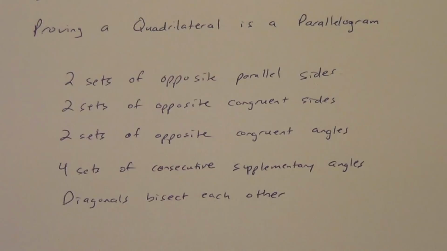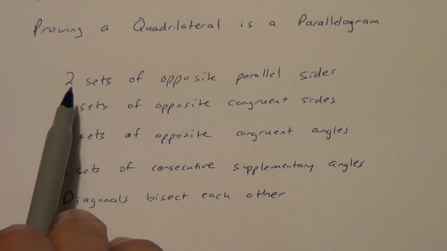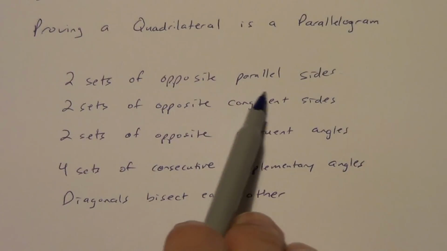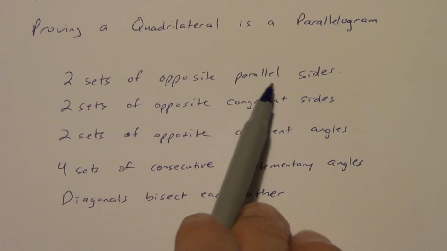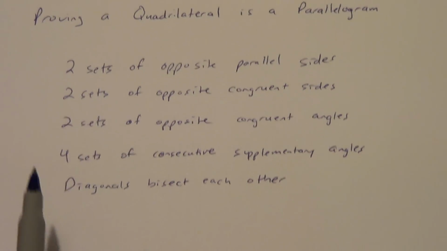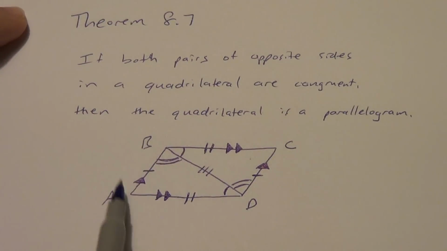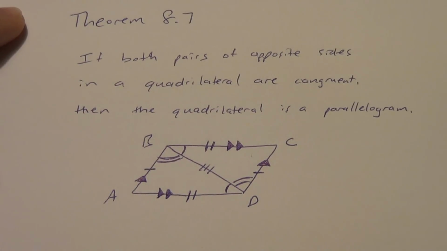That was one of the things we learned about parallelograms. That came from the definition. And hopefully you remember, good definitions always work both ways. So if it is a parallelogram, then it has 2 sets of opposite parallel sides. If it's a quadrilateral, it's got to be 4-sided to begin with, and it has 2 sets of opposite parallel sides, then it's a parallelogram. Well, we just showed that this has 2 sets of opposite parallel sides, so therefore this must be a parallelogram.